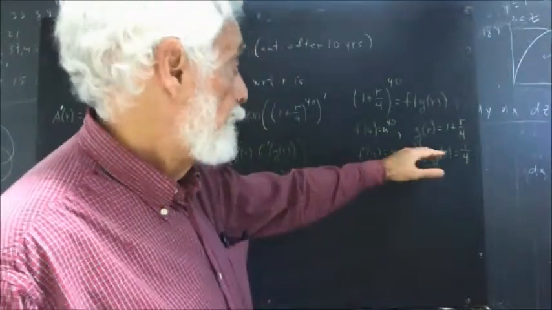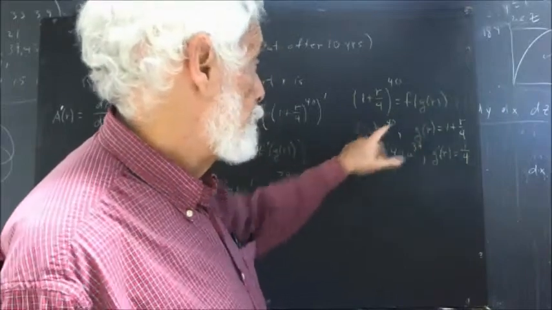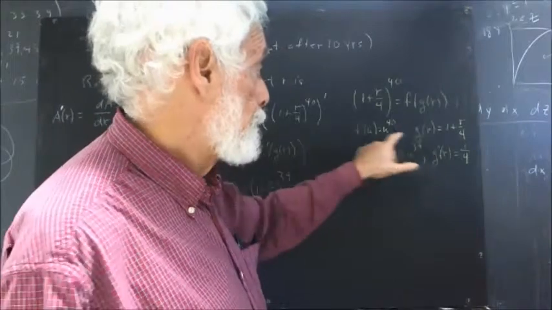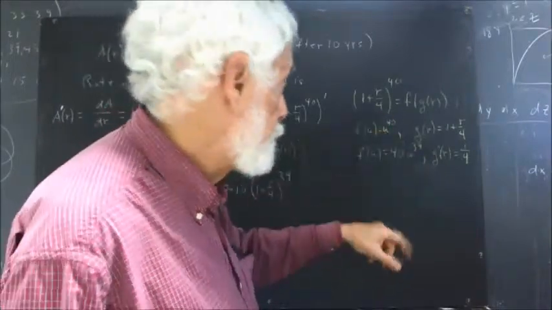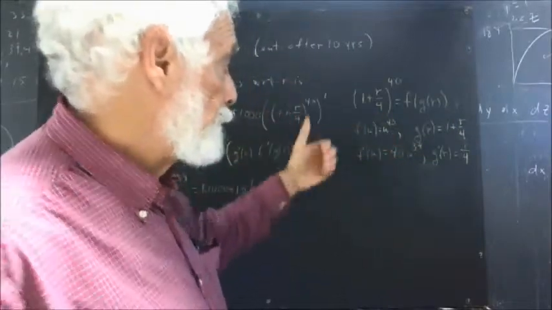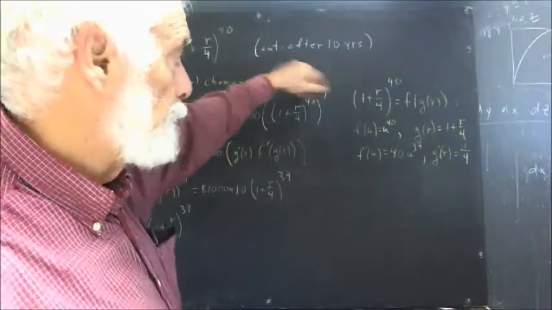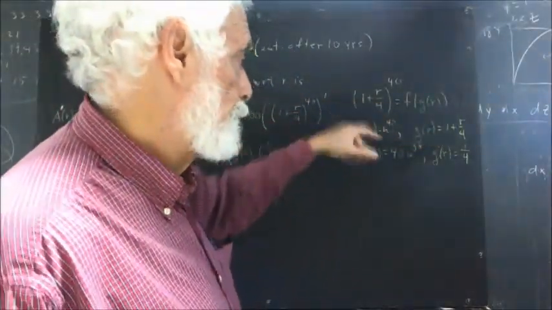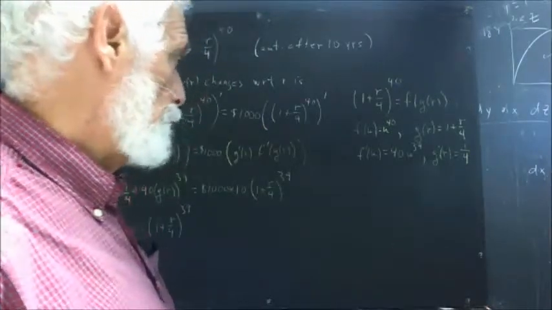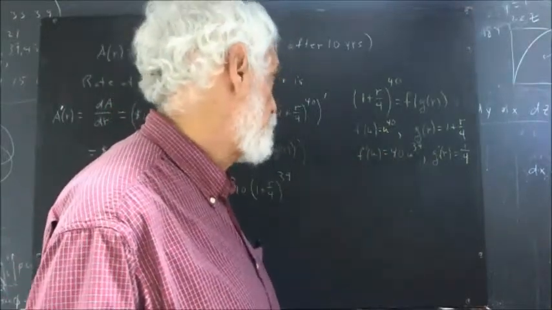It should be clear that if g of R is 1 plus R over 4, then f of g of R, you're going to replace the u with the g of R. It's going to be g of R raised to the 40th, and of course g of R is 1 plus R over 4, so that's going to be 1 plus R over 4 raised to the 40th power. So our f of g of R is this. You should understand that pretty well by now, having seen a lot of composites, and having worked, I hope, a lot of composites.